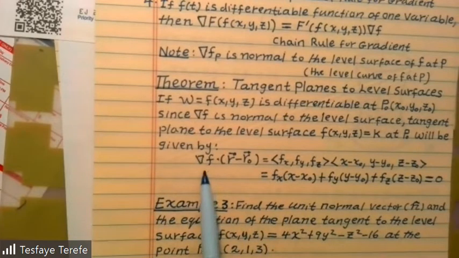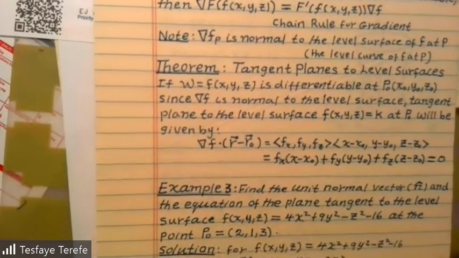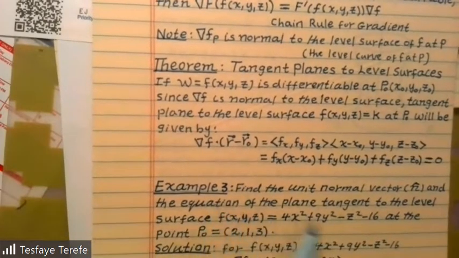That means the gradient of f dotted with the vector r minus r sub 0, and this formula is actually the tangent plane to the surface. Okay, why don't you do this problem then? Find the unit normal vector n and the equation of the plane tangent to the level surface f of x, y, z given by 4x squared plus 9y squared minus z squared minus 16 at the point (2, 1, 3). Please do that.